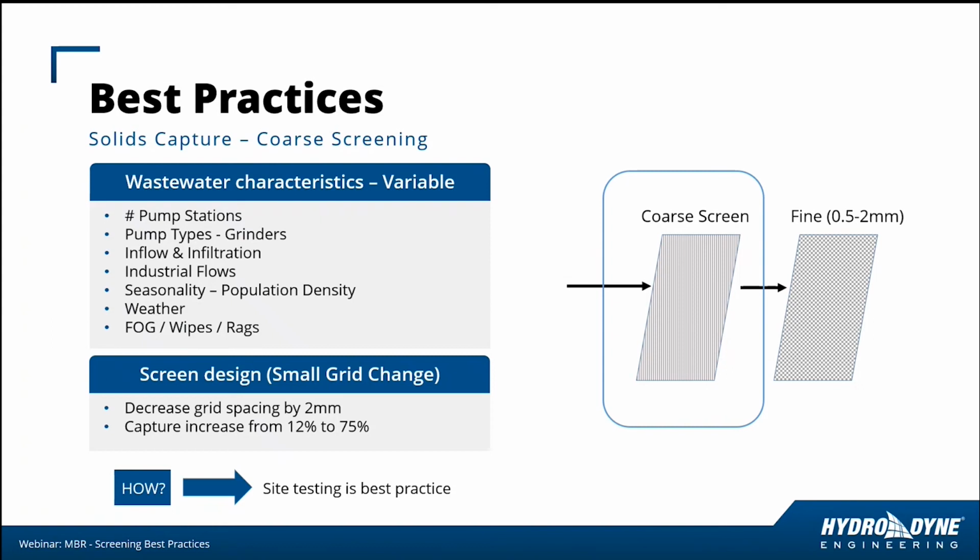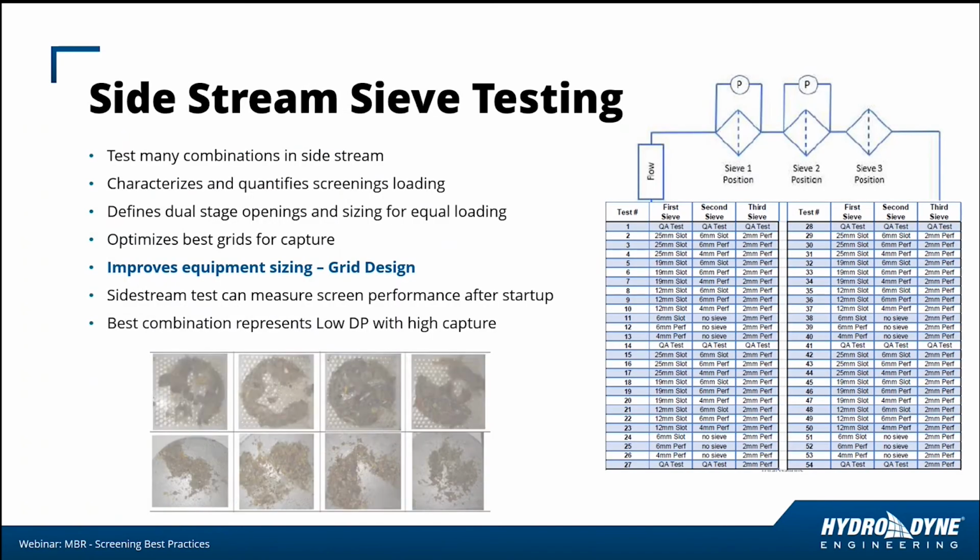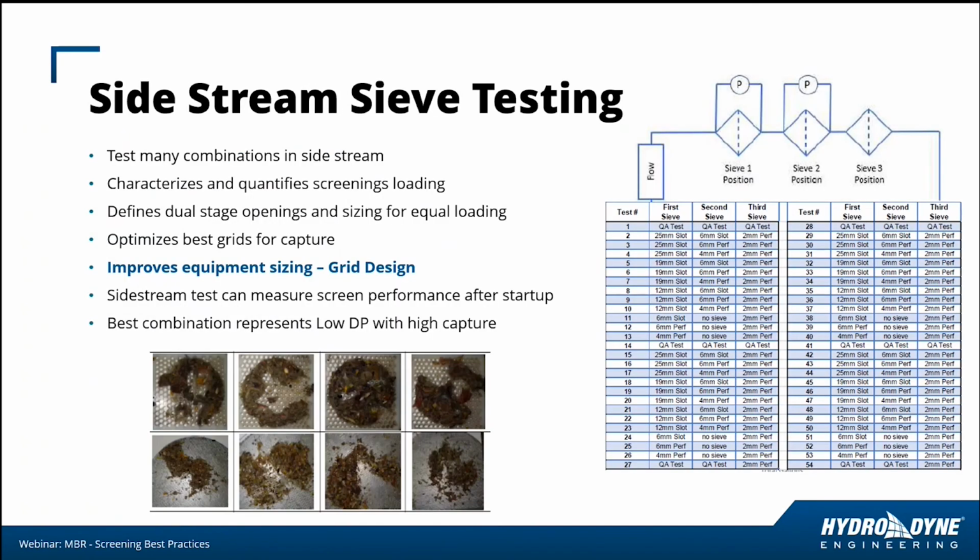So rather than just picking a spacing for our coarse screen, we would advocate using site testing here. We found that a decrease in grid spacing by as little as 2 millimeters can make a big dent, or a big increase and change, in the amount of solids captured by a system. So with site testing, we can test many different combinations and determine and optimize the best combination in spacing and grid type to optimize capture between one or two stages.